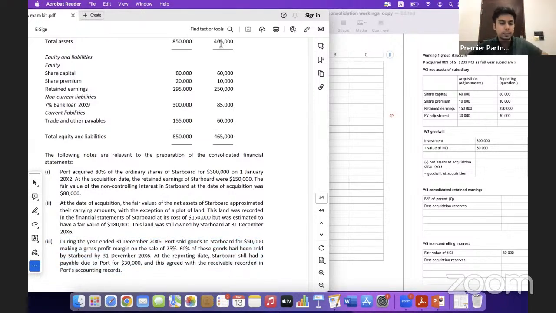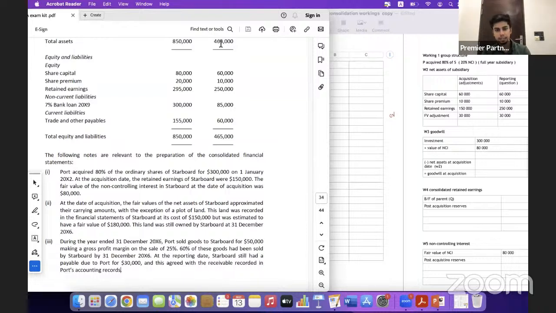This part over here, Roman number 3, just read that. Okay, done reading. Now let me explain. Number 1, during the year, Ports sold goods to Starboard for 50 and 60% has been sold.